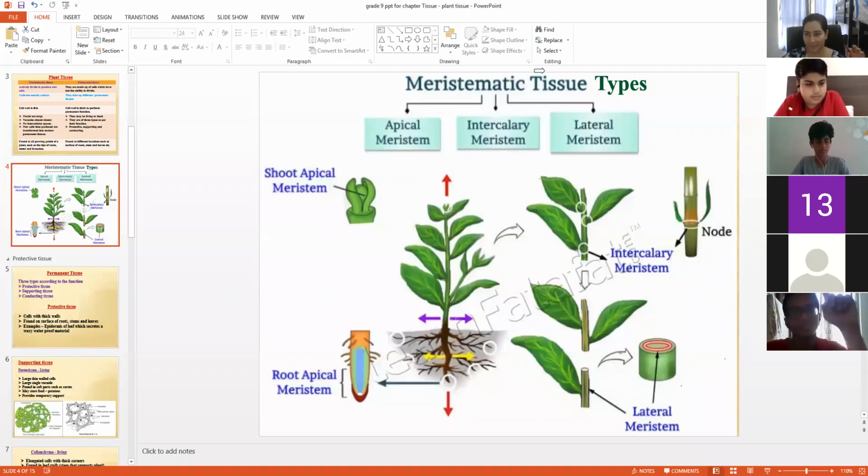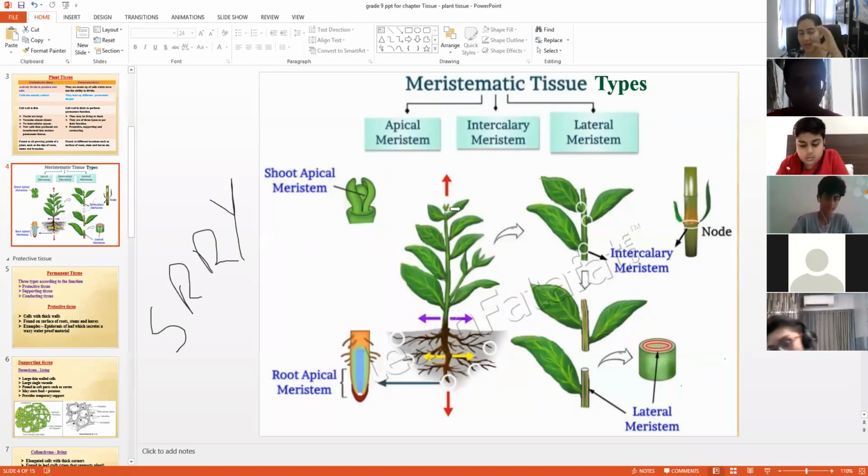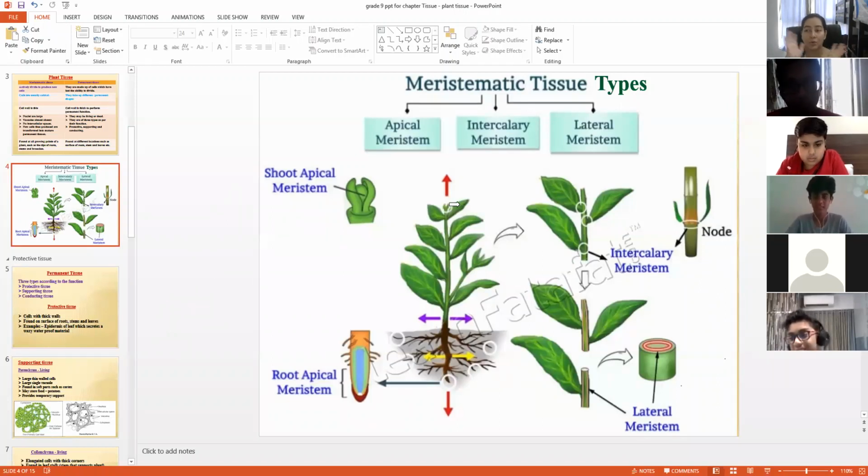I have a doubt. Yes, tell me. Ma'am, is the lateral meristem present inside the stem or is it on the outside? It is between, whatever is happening on the outside part of the plant. Okay. So here what is happening is apical is at the beginning, intercalary is in between, and lateral is helping in the growth of the diameter, that means the circumference of the plant is increasing.